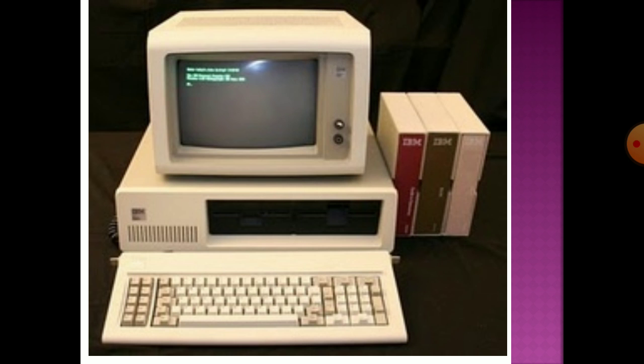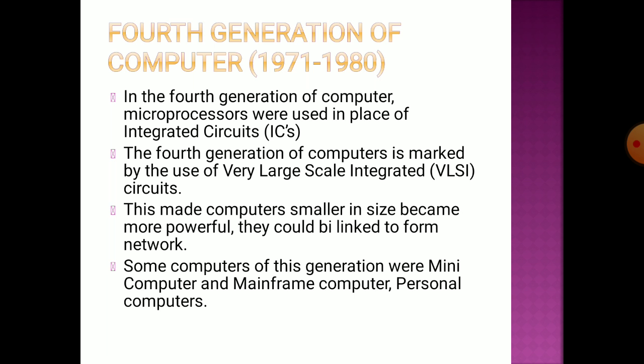Fine. Next we'll study the fourth generation of the computer. The fourth generation of the computer started in the year 1971, and it was there till 1980. In the fourth generation of the computer, microprocessors were used in place of ICs.